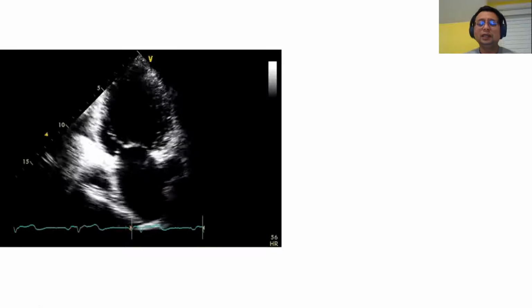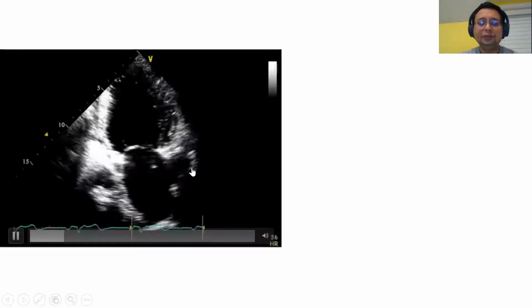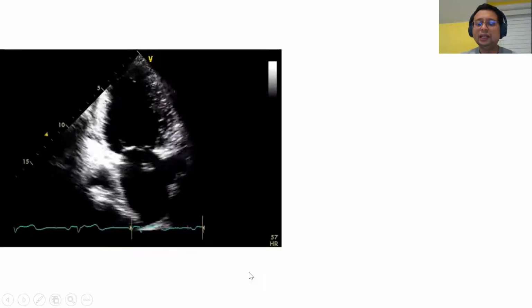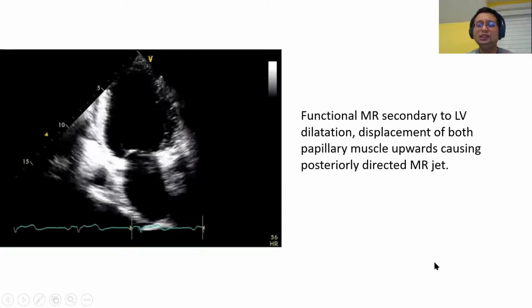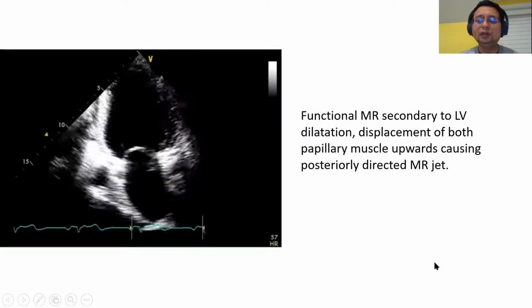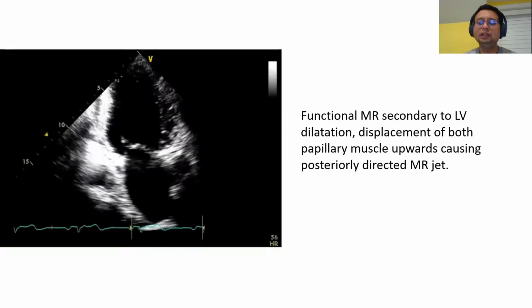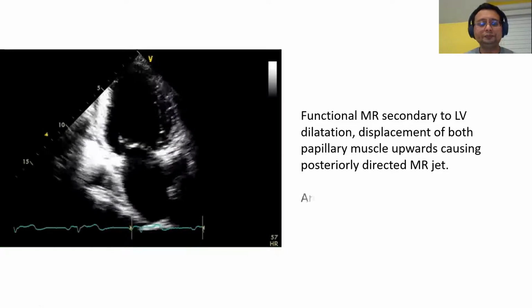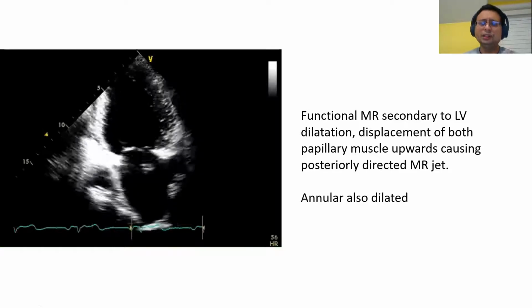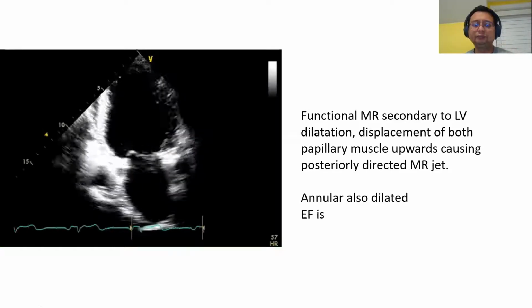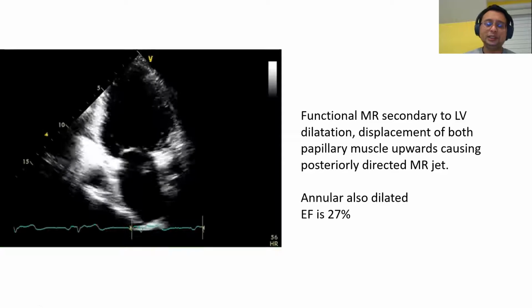And you can see this in an apical 2-chamber view. That's the left atrial appendage there. The LV is dilated. Same patient. So this is a functional MR secondary to LV dilatation. You have displacement of both papillary muscles upwards, causing a posteriorly directed MR jet. And of course, in this patient, the annulus is also dilated. EF is only 27%.